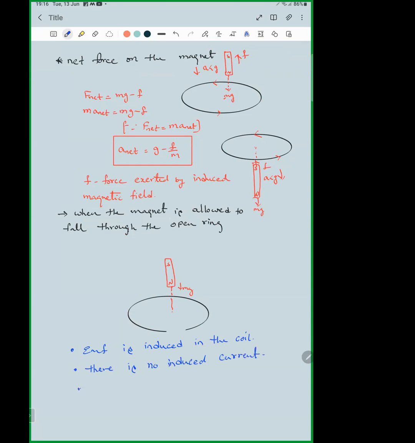So what is the net force? F net is equal to mg. Then what is the acceleration? A net is equal to g, because this is an open circuit. So in this open circuit, the magnet is nothing but freely falling, isn't it? Screenshot this one.